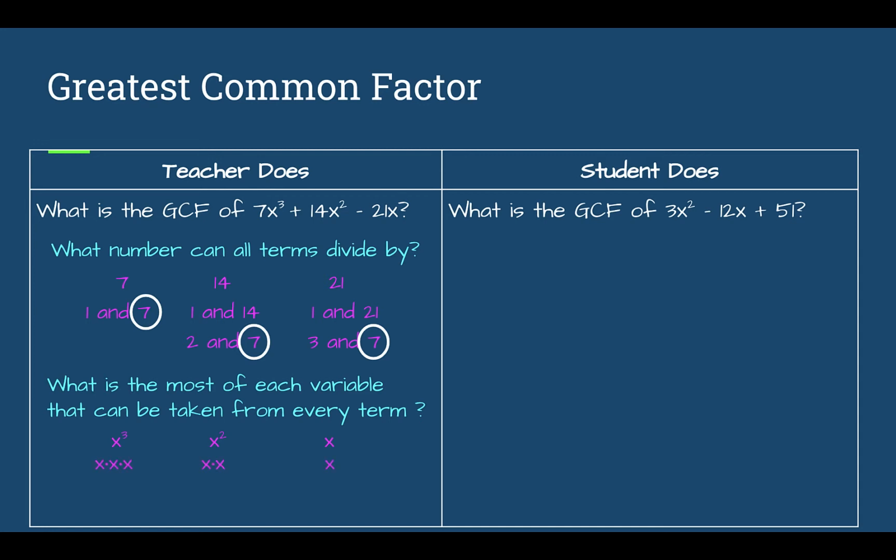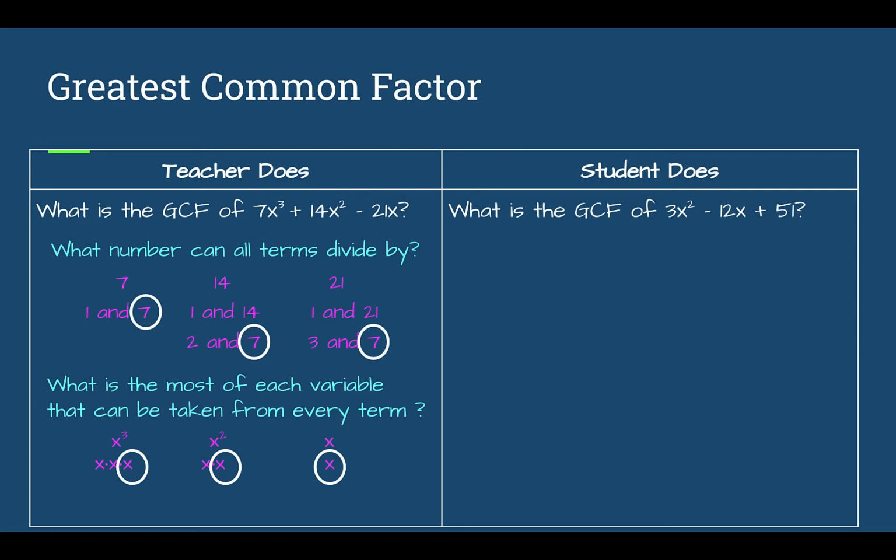If you think about what exponents mean, it means that base multiplied by itself. So x to the third is really x times x times x. x to the second is x times x. And x is just x. What is the most x's that I could take from every term? Well, that last term, that single x, only has one x available to pull out. So I can only take one x from each term without them completely disappearing.